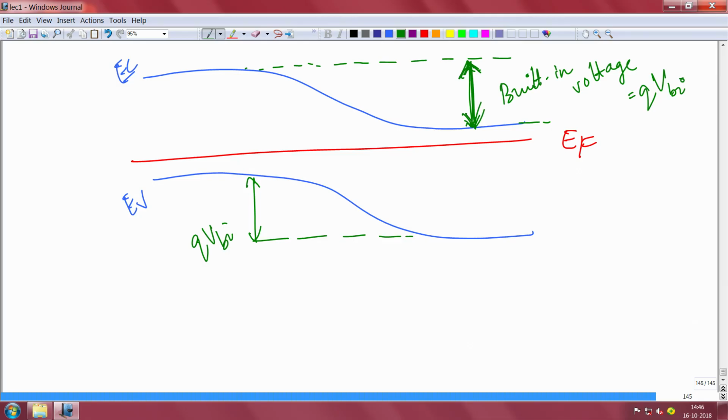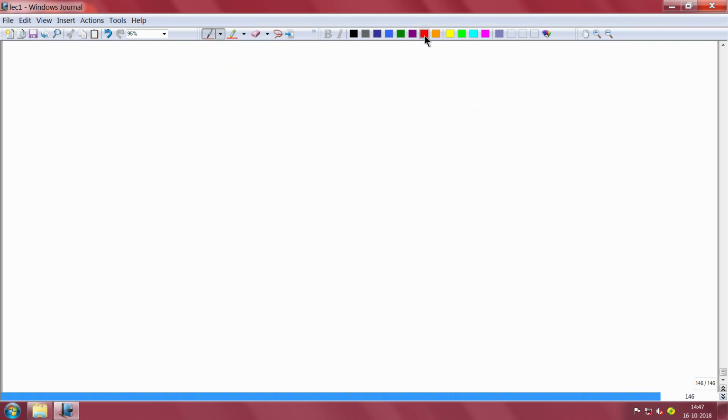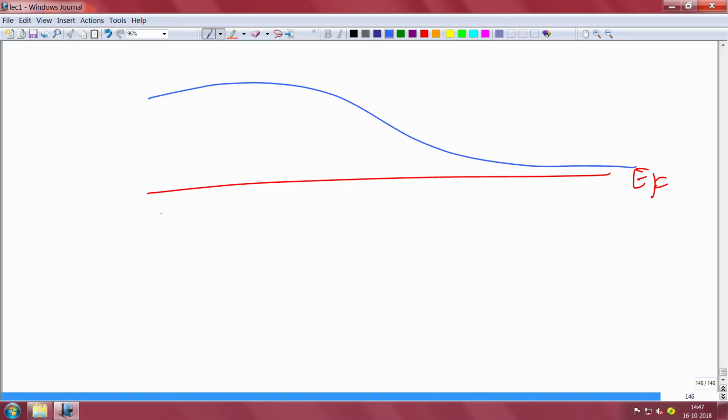This is called built-in voltage, and we shall try to find out what is the value of this built-in voltage and how it is important. This built-in voltage is very important in the devices, extremely important. So, how do you find out the built-in voltage? Fermi level, keep drawing this, conduction band, valence band. Let me not write this down because you know that this is conduction band, this is valence band.